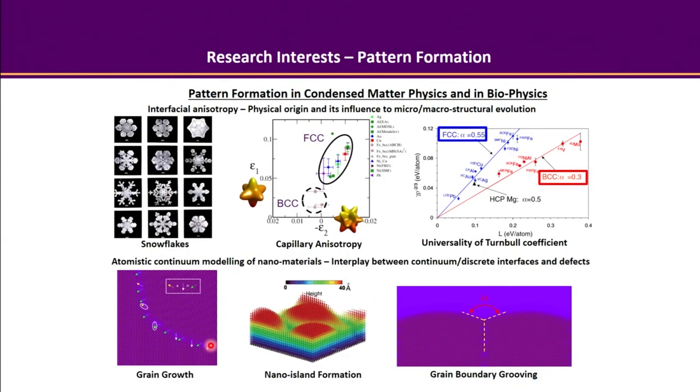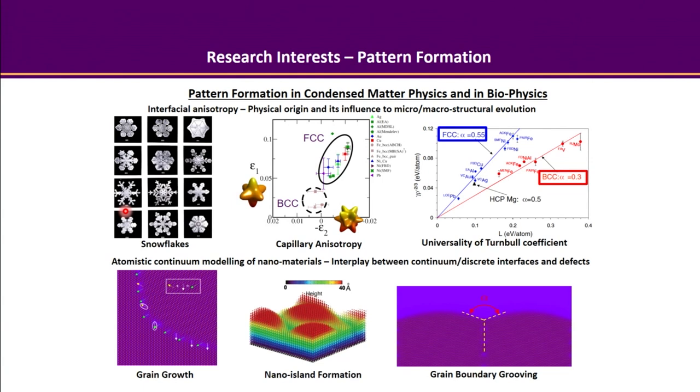Okay, all right. So a little bit about myself. Just like Guru introduced, I'm interested in pattern formation in condensed matter physics, in materials science, and in biophysics. Here are just a few examples. For example, I'm interested in the snowflake morphology. Everything starts from the water molecule, but how can you always have this six-fold symmetry coming up? What caused this morphology?